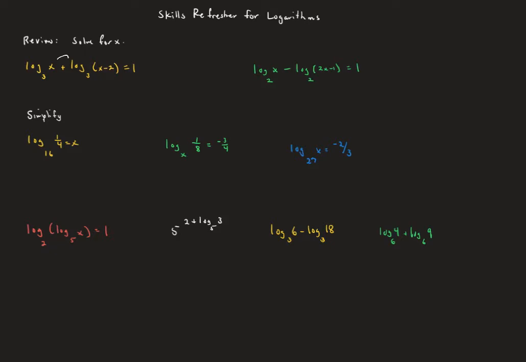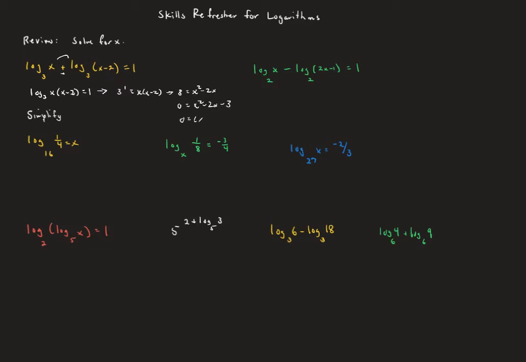We know that the sum of the logs is the log of the product. So that's going to be log base 3 of x times x minus 2 is equal to 1. Then we can get out of the logarithm by writing the corresponding exponential. 3 to the first is x times x minus 2. We can go ahead and distribute, so we get 3 is equal to x squared minus 2x. We'll make that equal to 0 on our way to factoring this.